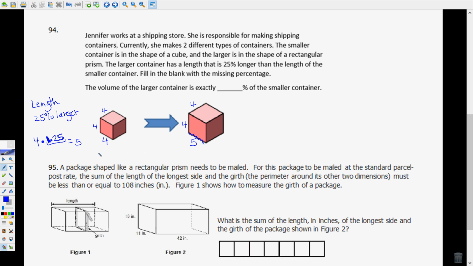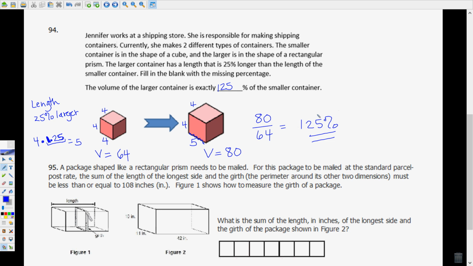Then I just used this example and said, okay, so my volume here would be 4 times 4 times 4, 64. My volume here would be 4 times 4 times 5, 80. And I said, how much larger is 80 than 64? And I divided 80 by 64, and that gives me 125%. So you get your decimal, you move it twice to the right to get 125%. So the larger container is 125% of the smaller container.